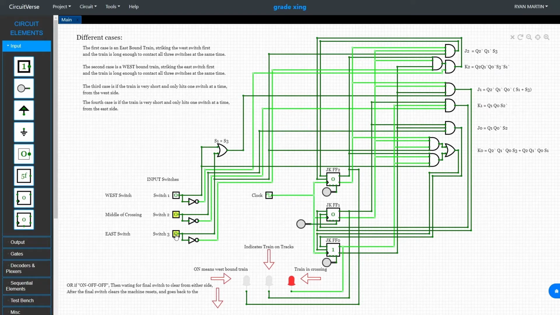and then we turn on the last switch. The train hits the last switch. That means we're waiting for a reset. As soon as that clears, it resets and goes back to the start state.